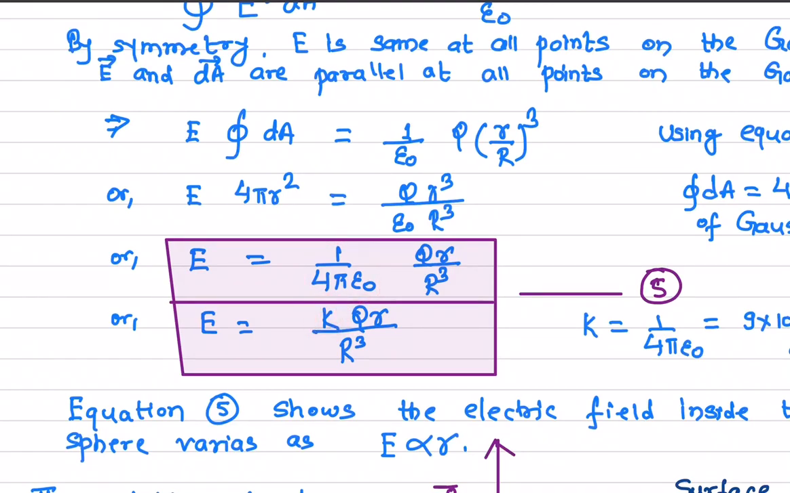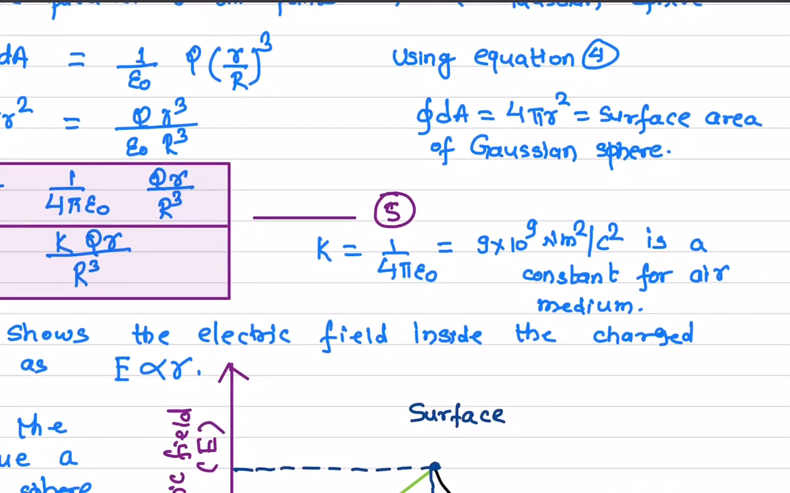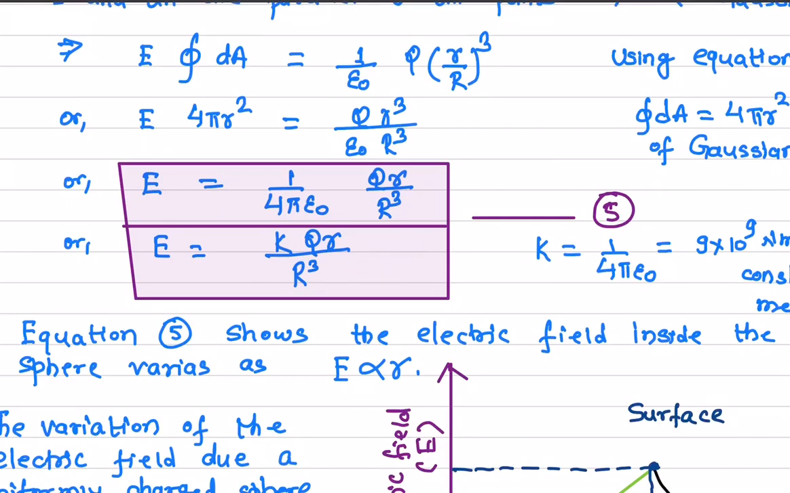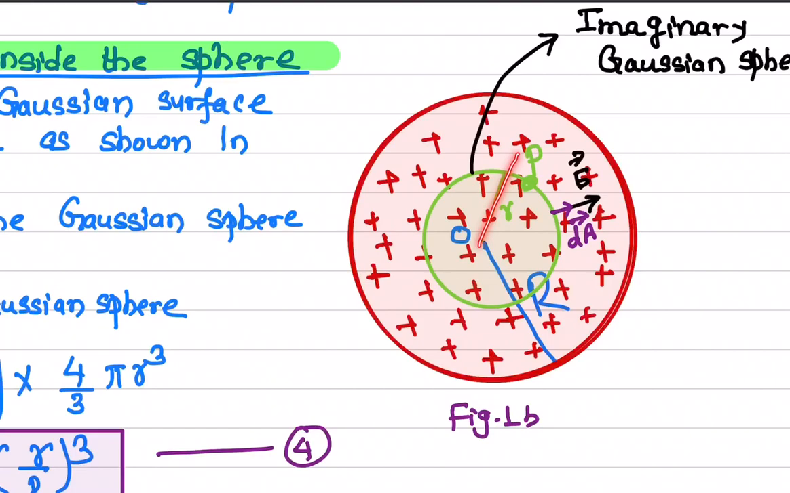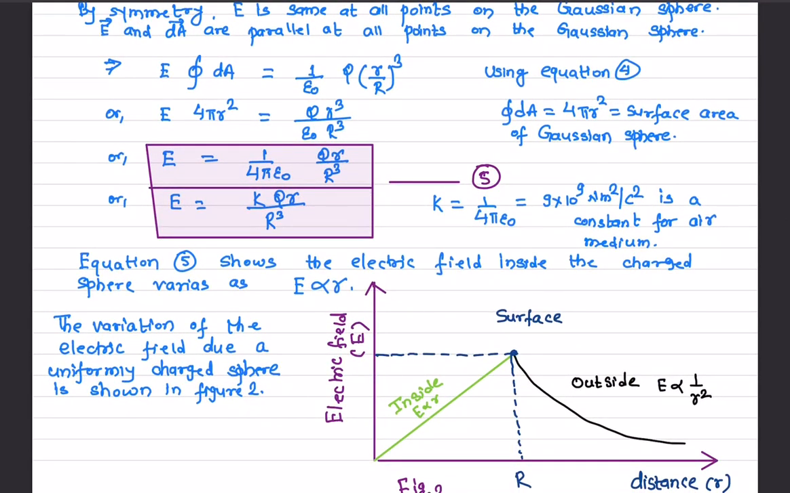In this equation, 1 over 4 pi epsilon naught is k, a constant for air or vacuum, with a value of 9 times 10 to the 9 newton meter squared per coulomb squared. So what does this equation tell you? The electric field inside the charged sphere is directly proportional to r, the radius of the Gaussian surface. That means it increases as you move away from the center. Closer to the center, the electric field decreases, and as you move away it increases, reaching its maximum at the surface.